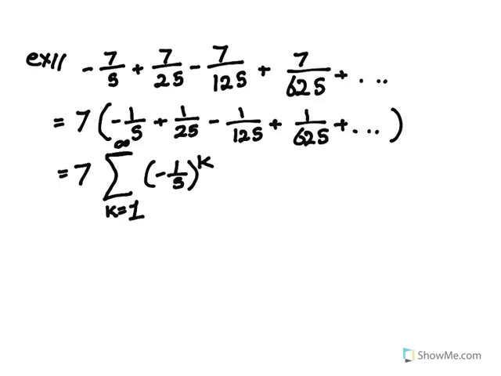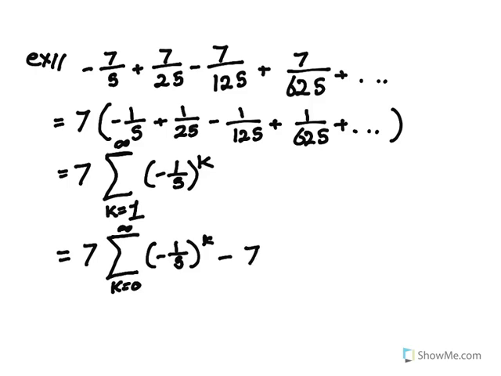And now this series starts at k equals 1. And if we instead want to start the series at k equals 0, we must add and subtract the k equals 0 term. So if you add this k equals 0 term to the series, k equals 0 to infinity, then we must take it away, so we must subtract 7 times minus 1/5 to the 0, which is of course just equal to 7.